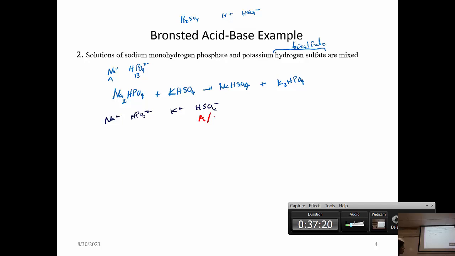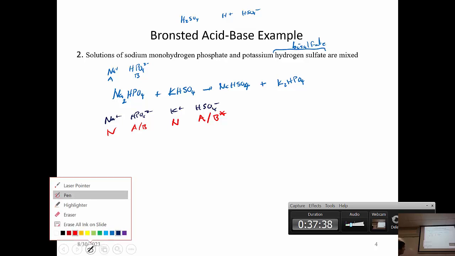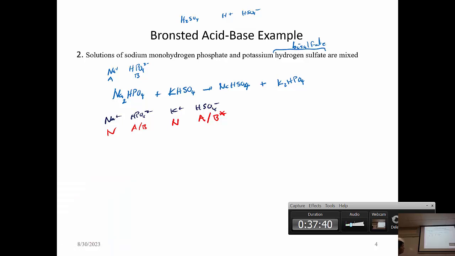So I'm going to call it an acid and a base, but for the base I'm going to put an asterisk here. Really don't consider HSO4 minus much of a base. The potassium was neutral. This was both an acid and a base, but a better base. This was neutral. And then we had one more species. What was that one more species missing here on this list? Water.